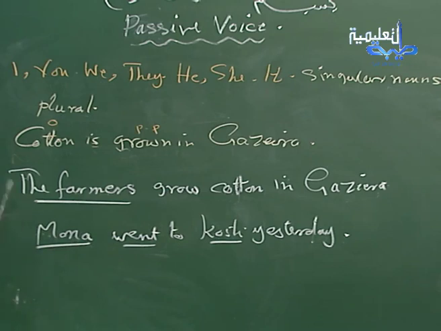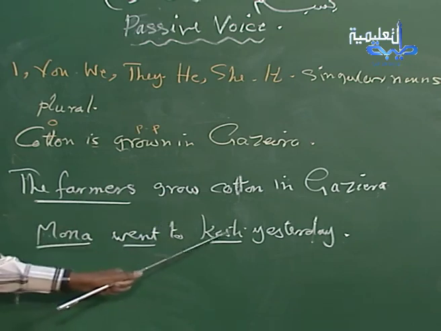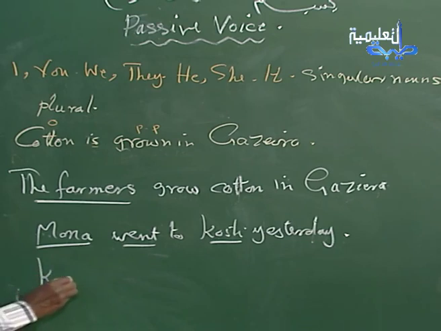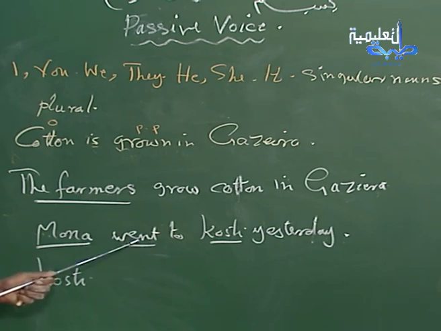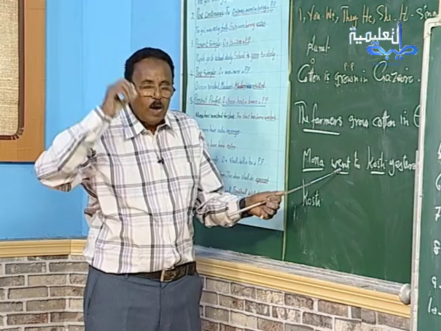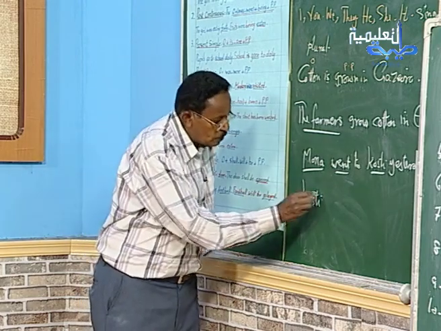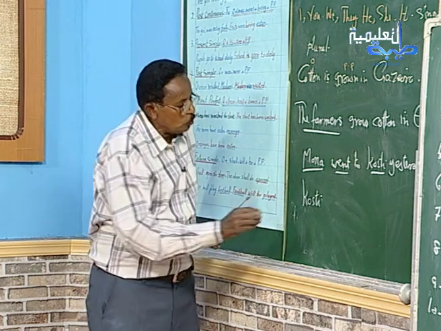To change it to the passive, I am going to take off Muna and replace it with the object. The object is Kosti. I start with Kosti. And this is the past simple. In the past simple, we know the rule for it in the passive: object plus was or were plus past participle. Because Kosti is singular, we are going to say was.